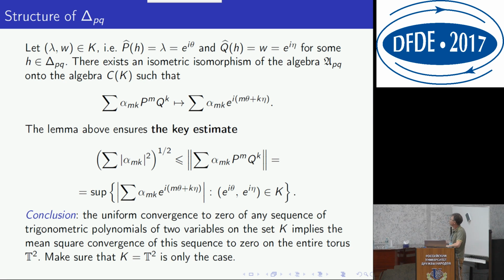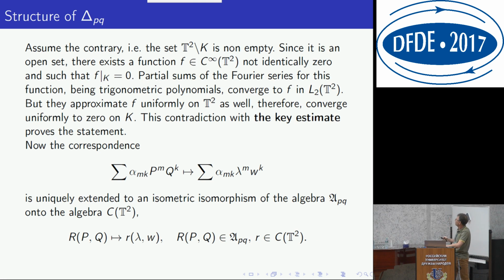First of all, we have this isometric isomorphism such that this operator maps to this trigonometric polynomial, and our key lemma assures this estimate. This means that the uniform convergence to zero of any sequence of trigonometric polynomials of two variables on the set K implies the mean square convergence of the sequence to zero on the entire torus. And it only remains to ensure that this can only be the case where K coincides with the whole torus.